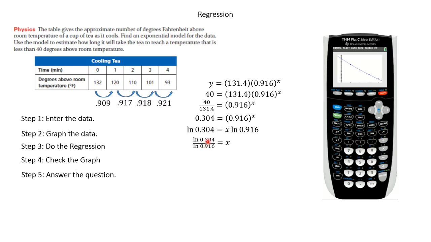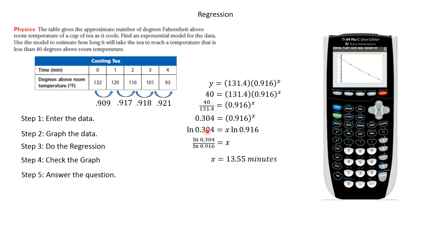And then this is just a number. Natural log 0.304, which is in your calculator. Enter, divide by natural log 0.916. Enter, and you get x equals about 13.55 minutes. So just over 13.5 minutes, the temperature will be less than 40 degrees above room temperature. And that would be using it to solve a problem.